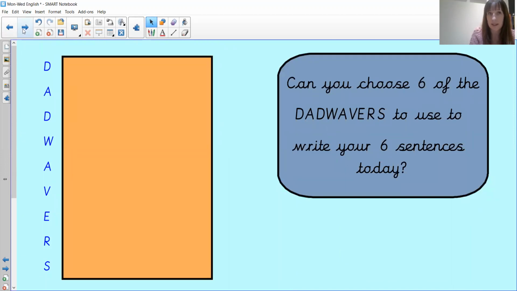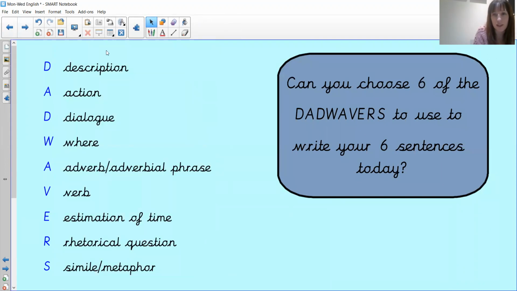Last week, or the week before last, we started thinking about DADWAVERS. So here's a challenge for you. Can you remember what these DADWAVERS stand for? Let's have a look. So we've got description, action, dialogue, where, an adverb, verb, estimation of time, rhetorical question, and a simile or a metaphor. So they are different ways to start your sentences. It just mixes up your writing, makes it flow, makes it more cohesive, makes it more interesting to read.